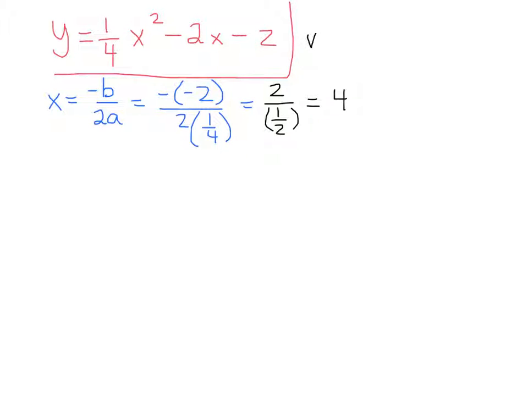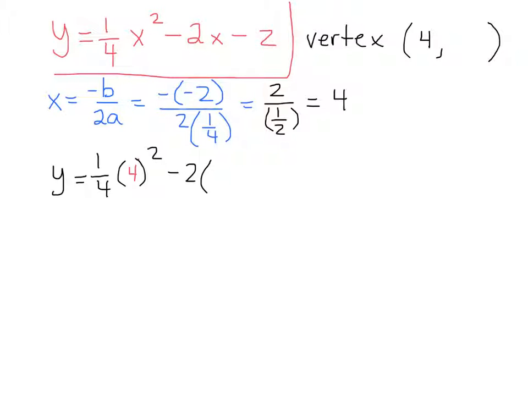So up here, I'm going to write the word vertex, and my vertex is going to go in parentheses. And my x value is 4, and now I need to go find what the y value is. This is not vertex form, it's not h, k. So what I do is, I take my equation, y equals 1/4, and in the place of x squared, I'm going to put a 4. So I've got 4 squared minus 2 times 4 minus 2.